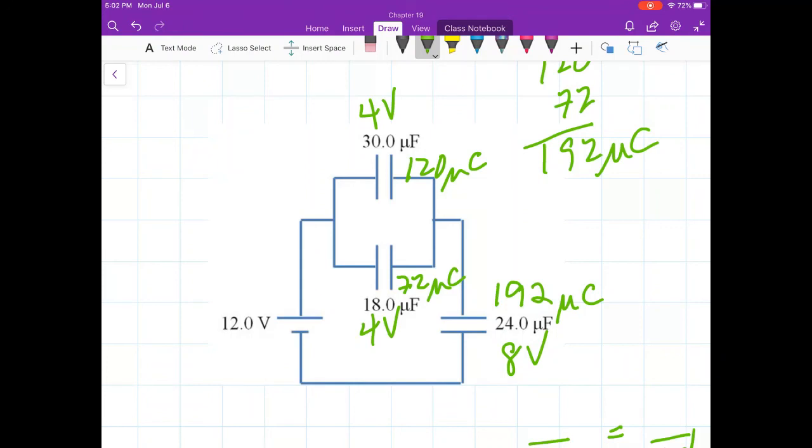So this one, I recommend you practice this. There's no limit how many different circuits you can draw. So you really want to focus on understanding the rules for working out the problem.